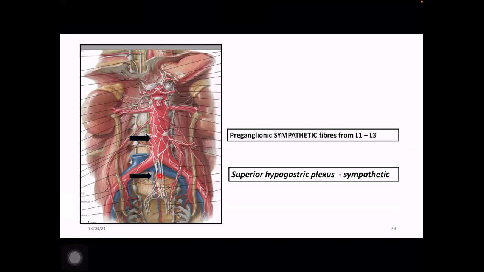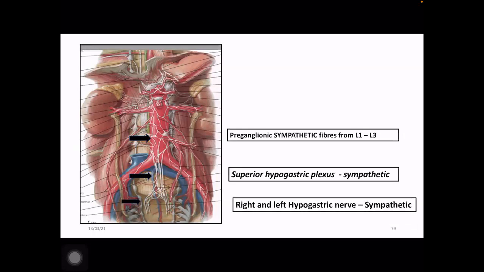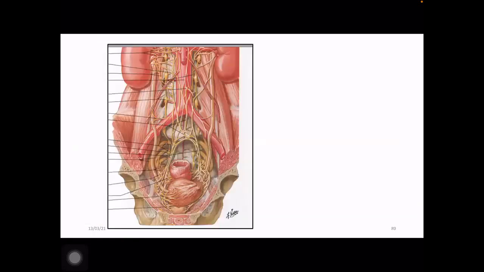After that, the superior hypogastric plexus divides into a right hypogastric nerve and a left hypogastric nerve. Till now, these also contain only sympathetic fibers and have not received any parasympathetic fibers. So sympathetic fibers from L1, L2, L3 form the superior hypogastric plexus, following which it forms the right and left hypogastric nerves, which all contain sympathetic nerves. This is the pre-aortic fibers, this is the superior hypogastric plexus, this is the right and left hypogastric nerve, and till now it has only sympathetic fibers.